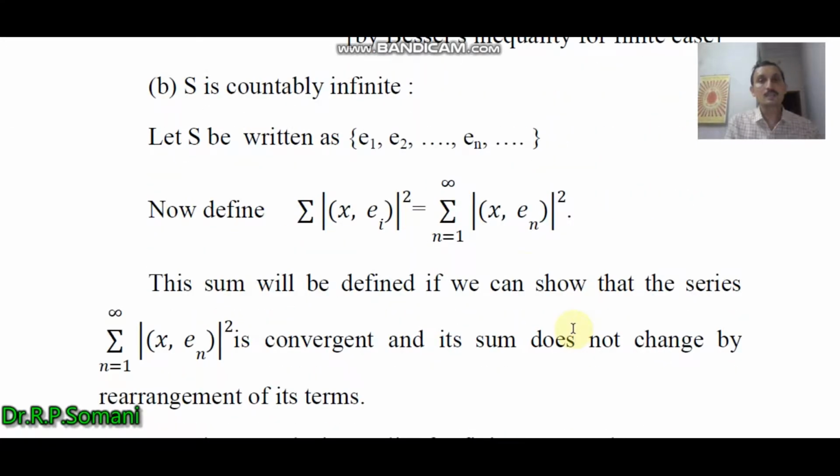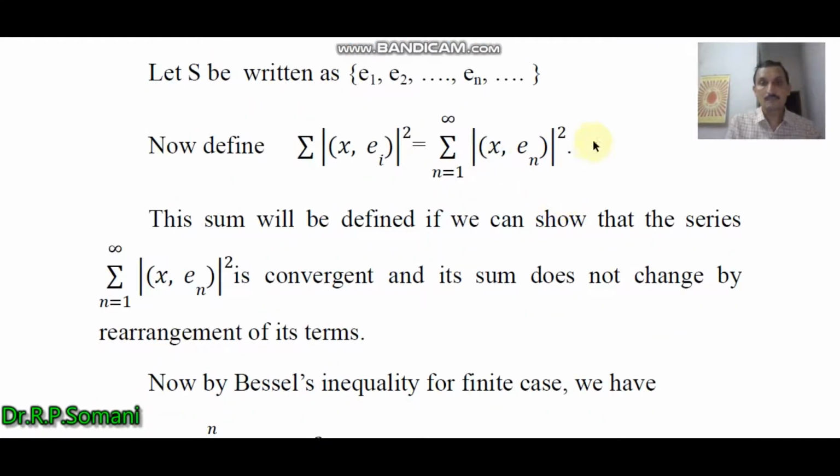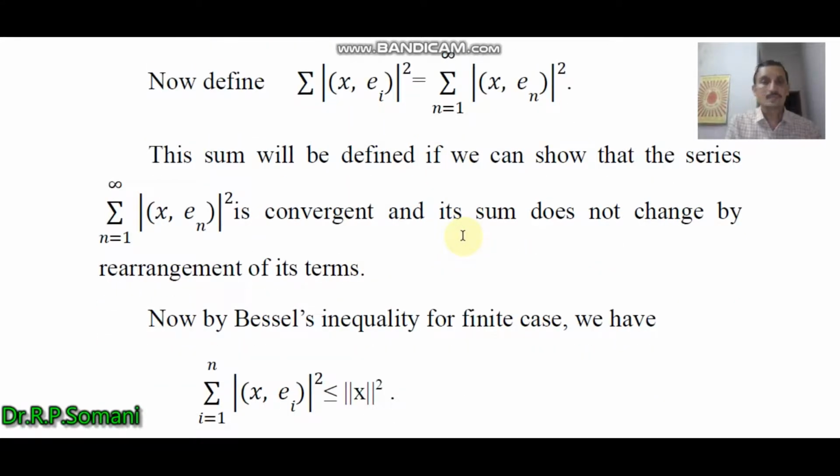Now the second choice, that S is countably infinite. So let S be written as e1, e2 and so on, en and so on. Now we define the summation of |⟨x, ei⟩|² equal to the summation n varying from 1 to infinity of |⟨x, en⟩|². This sum will be defined if we can show that the series summation of |⟨x, en⟩|², n varying from 1 to infinity, is convergent and its sum does not change by rearrangement of its terms.